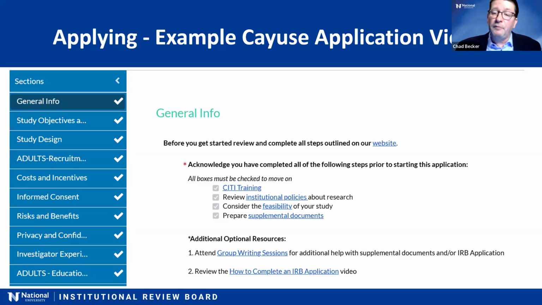But we also have pages for minors and some other scenarios as well. So as you choose the answers on the first few pages, the rest of the application opens up in an appropriate way for your study. For this particular study, we have information about costs and incentives, informed consent, risks and benefits, and you can see some of the other categories that might appear.